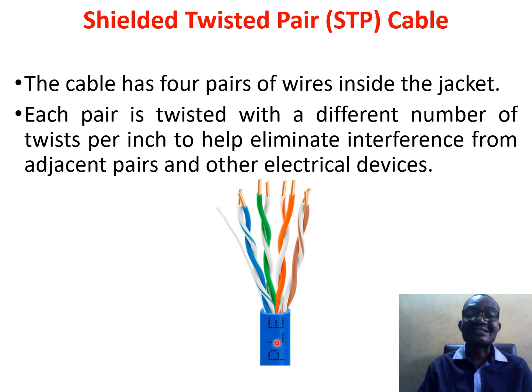Each pair is twisted with a different number of twists per inch to help eliminate interference from adjacent pairs and other electrical devices. Usually, there are interferences from other pairs of the wire that can affect the quality of signals. So that is why the wires are twisted.